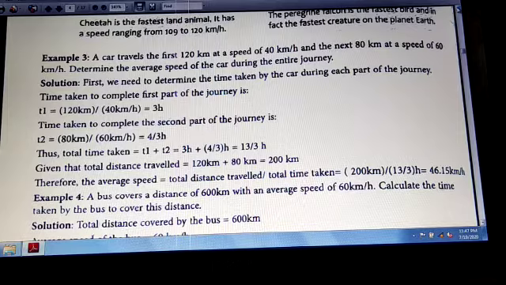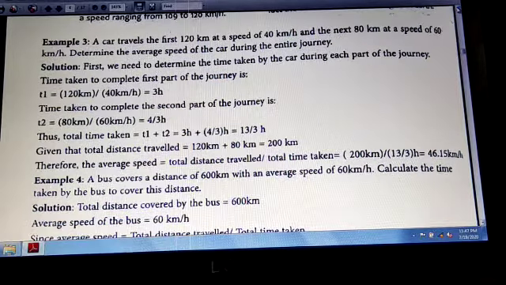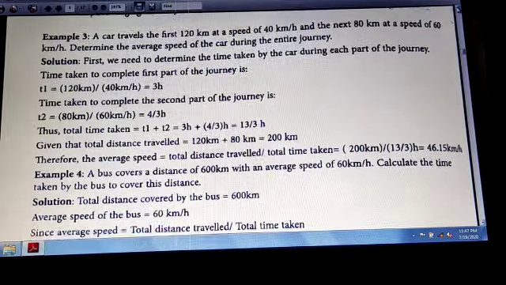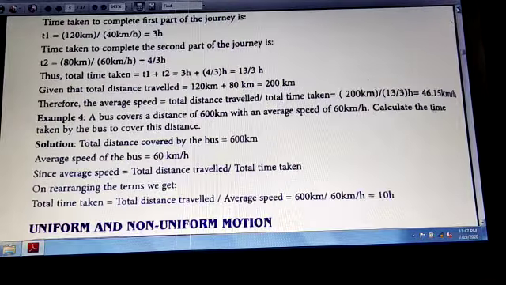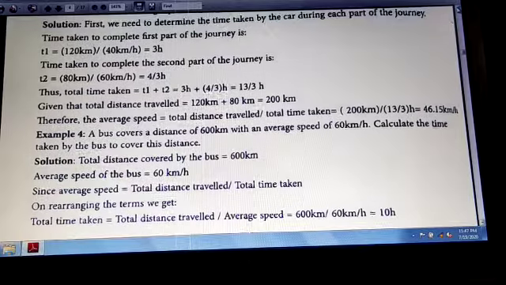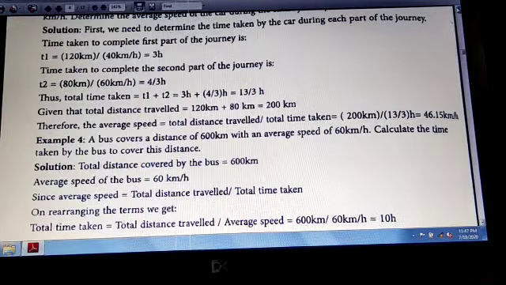So all these numericals you will have to practice. The formula you know, average speed is equal to total distance traveled by total time taken. So I am sending you a related video in which they have shown the method of how to calculate the numericals.